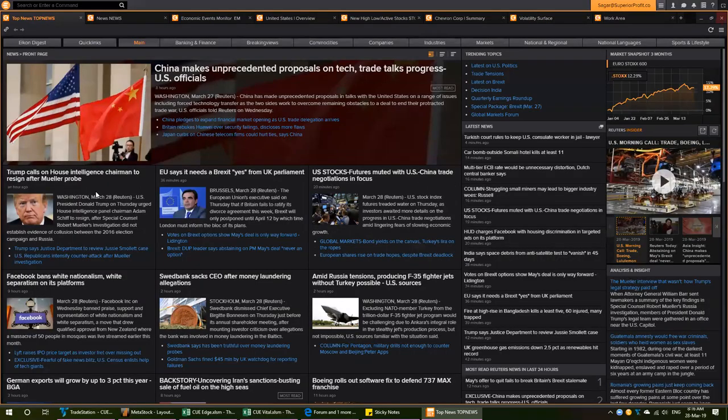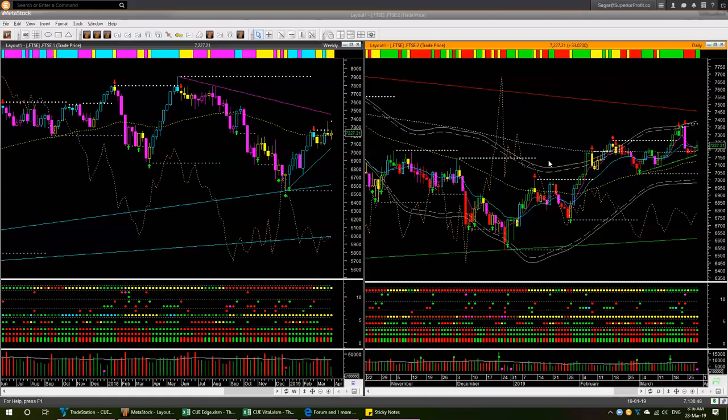Using Refinitiv Zenith, we can see EU says it needs a Brexit yes from UK Parliament. And here the latest news. Don't see anything on Brexit. I keep an eye on the headlines, not necessarily drill down. Final trading decision is based on the technical, fundamental, and industry analysis. That is the CUE trading technique.